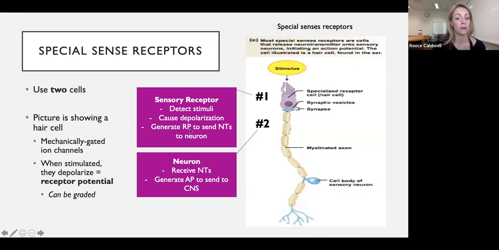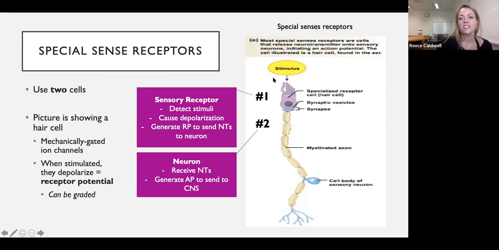They generate receptor potentials. So once they generate that receptor potential and release those neurotransmitters from their axon terminal, those neurotransmitters will be sent to the sensory neuron. It will receive those neurotransmitters and, if strong enough, generate an action potential to send to the central nervous system, to the brain. So that is our pathway for our special sense receptors: sensory receptor, neuron, brain.